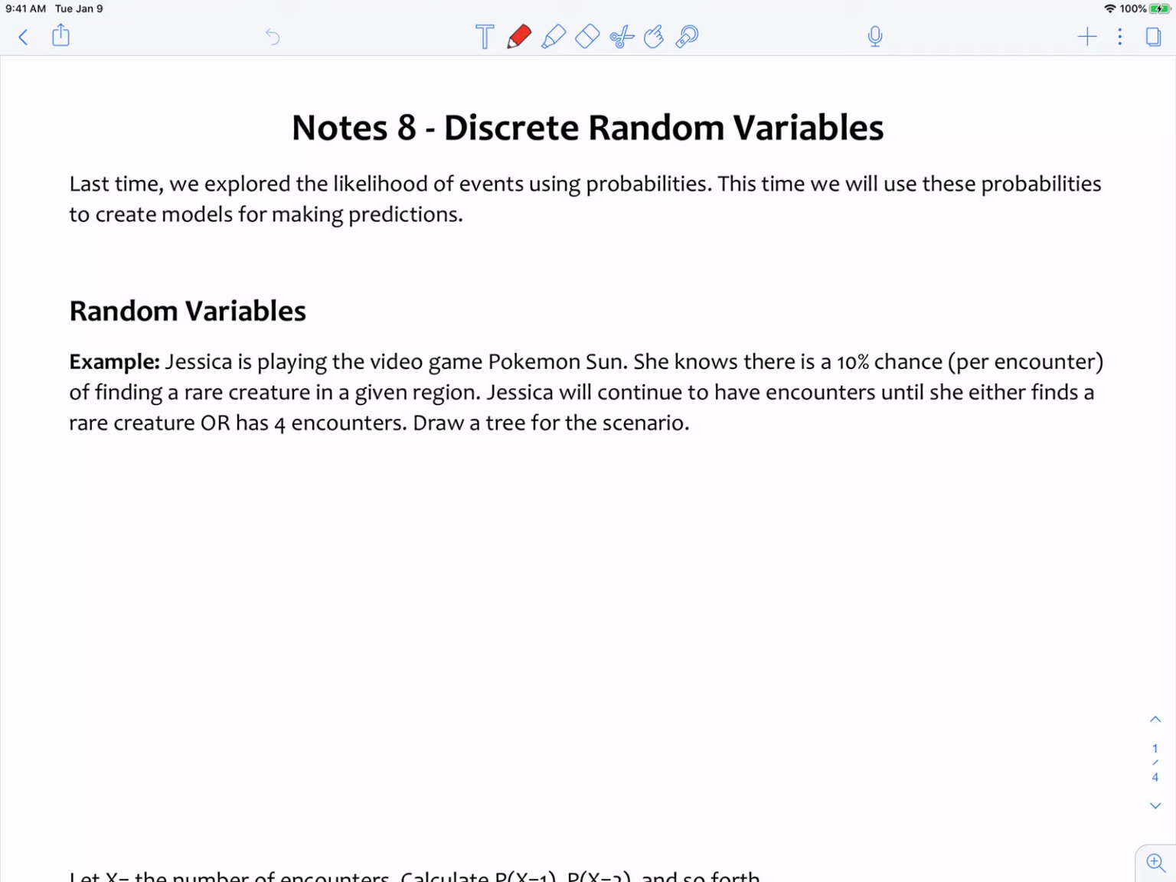In this video, we're going to take a look at discrete random variables. Last time we explored the likelihood of events using probabilities, and this time we're going to use these probabilities to create models for making predictions. And most of this is going to rely on those skills that we picked up in creating trees.